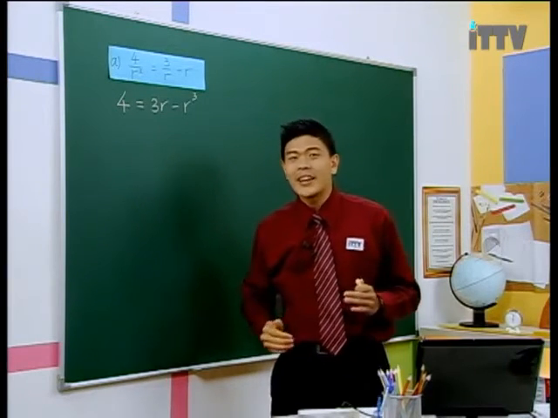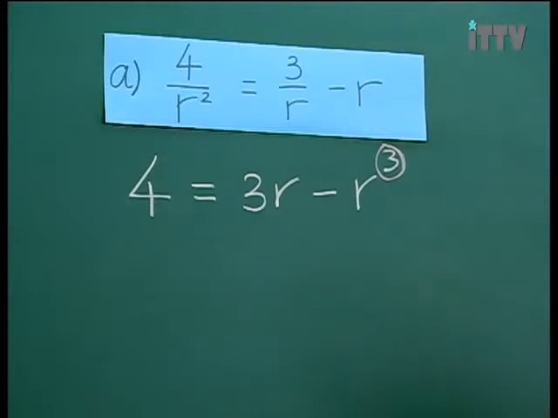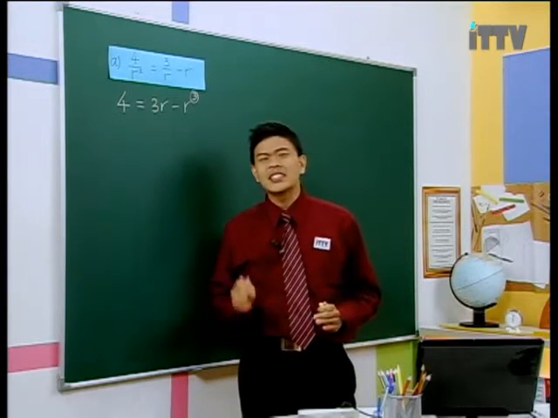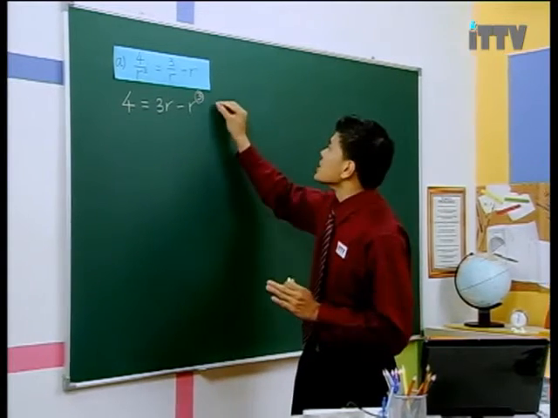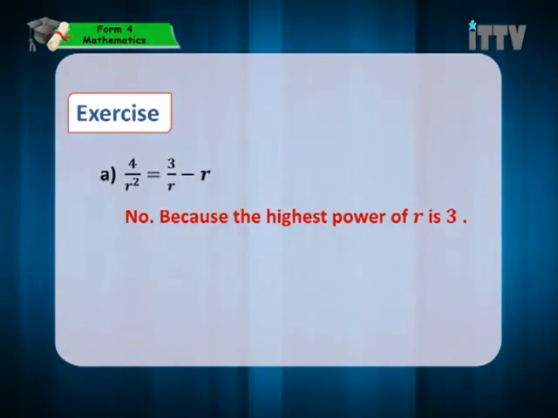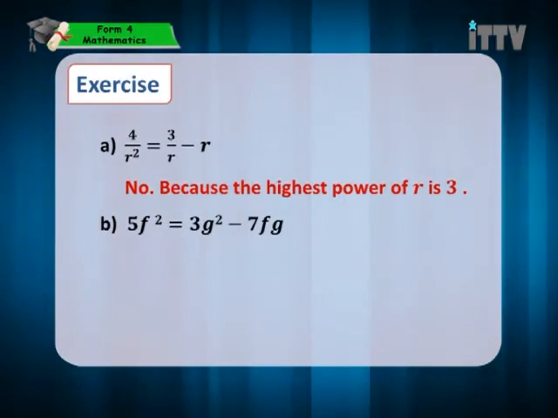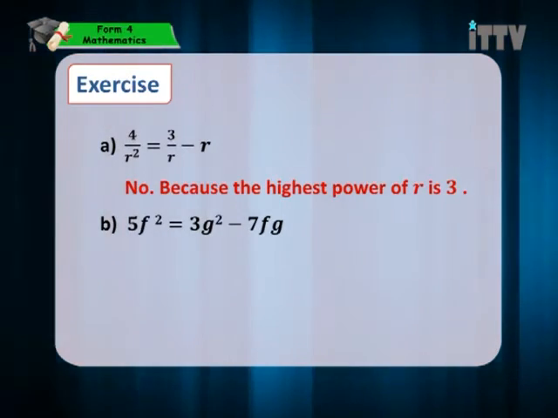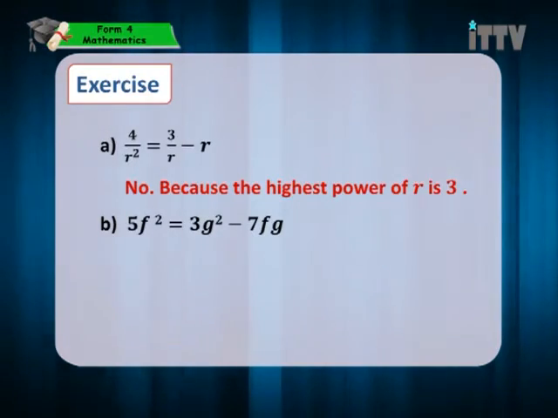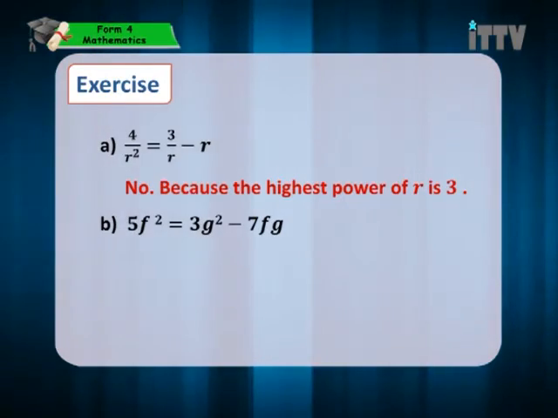One glance, you should know. It is not. Why? Because of the highest power of the unknown. This has a highest power of 3, and a quadratic equation has a maximum power of 2. So this is not a quadratic equation. The highest power of r is actually 3. Let's look at equation B. 5f squared equals 3g squared minus 7fg. Is this a quadratic equation or not? Let's look at this on the board.